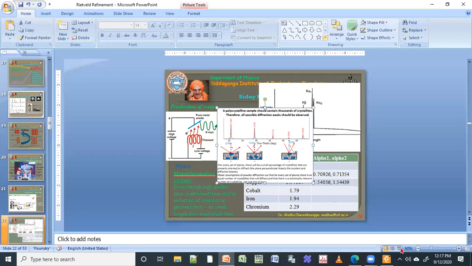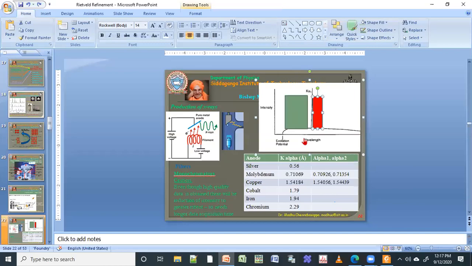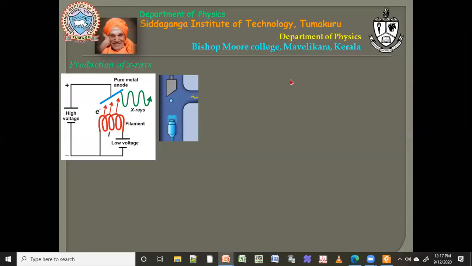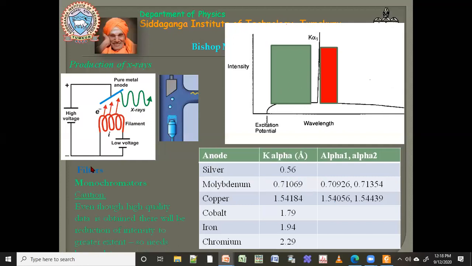What is the function of the filter we mentioned? The filter will help you remove this K beta. We don't want K beta, so K beta is removed by filters. Normally you just put a piece of metal. For example, if I'm using a copper X-ray tube, then I put a very thin nickel plate in the beam of the X-rays. Then K beta is cut off, and you get only K alpha 1 and alpha 2.